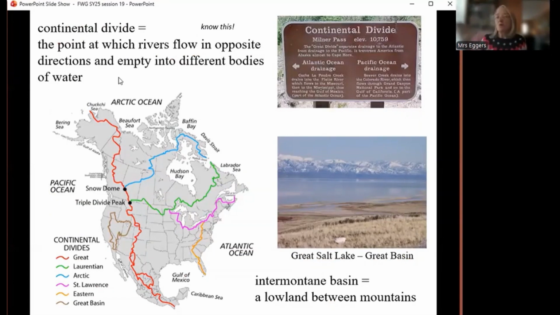Okay, so if you want to simplify that definition, to write it down, you could maybe just write down the first part. The point at which rivers flow in opposite directions. Well, I don't know. The last part's kind of important too. The point, you may have to write it all. I'm sorry, but it's good exercise for your hands. The continental divide, that's a hint. The point at which rivers flow in opposite directions and empty into different bodies of water.